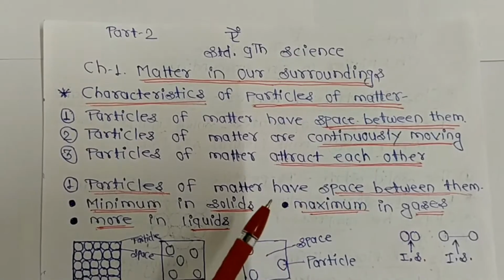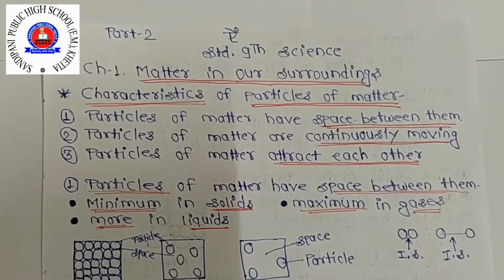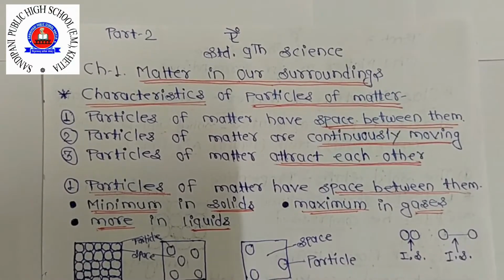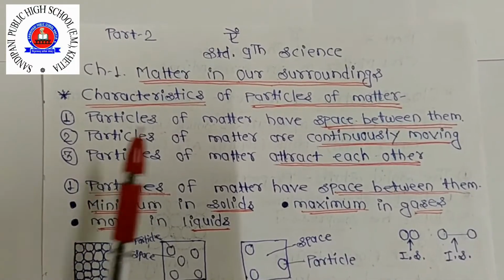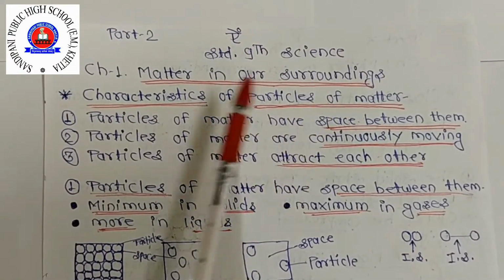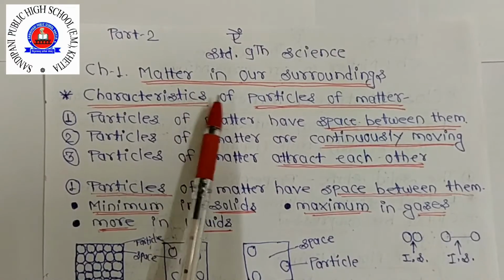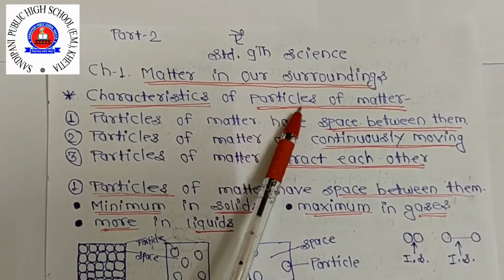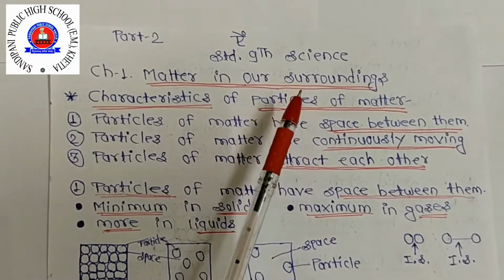Today we will continue this lesson. In the last lecture we studied about matter, classification of matter, and evidence that particles are present in matter. So today first we take the characteristics of particles of matter. Characteristics means how particles are arranged in matter, what the features are.